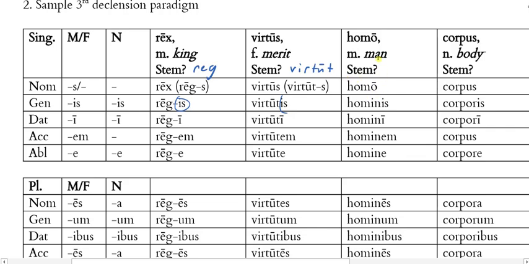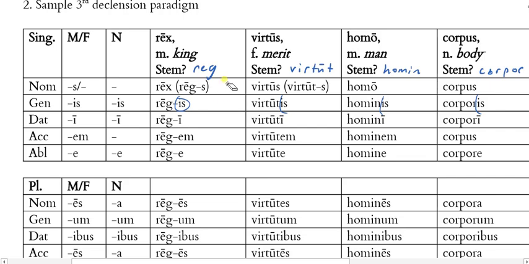With homo, I have hominis, drop the is, and notice that my stem is homin, and that is different from the nominative form. They're quite different. And then corpus for body, drop the is ending of corporis, and what do I have? I have corpor, right? Corpor. So those are my stems. That's how you get that. All right, so let's read the forms here, and you get to see these third declension case endings in action.